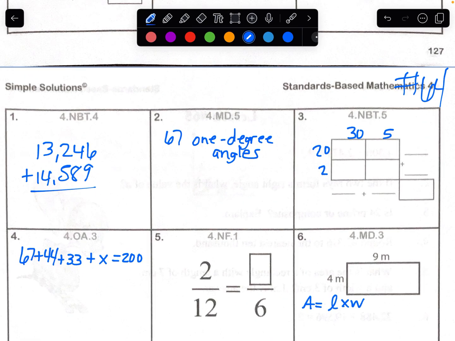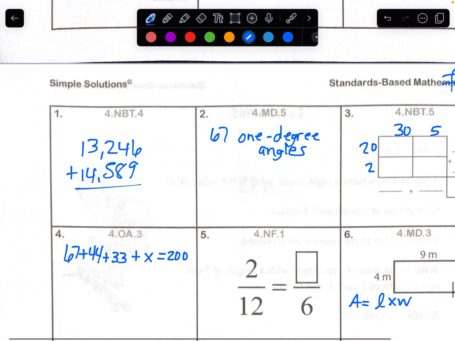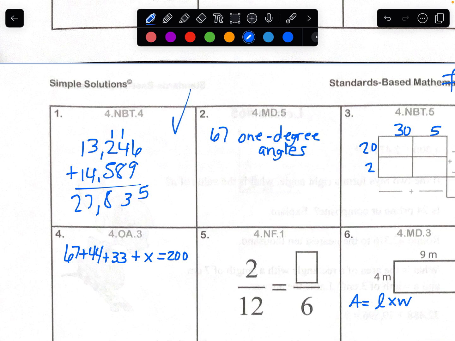Right, this is Simple Solution video 64, number 1. We are just adding here, finding the sum for 27,835. All right, number 2, 67 1-degree angles is like if it starts at 0 and it goes around in a circle 67 times, which means it's only 67 degrees.